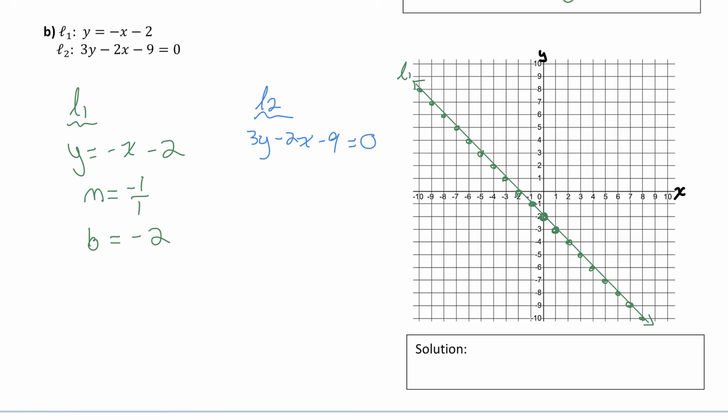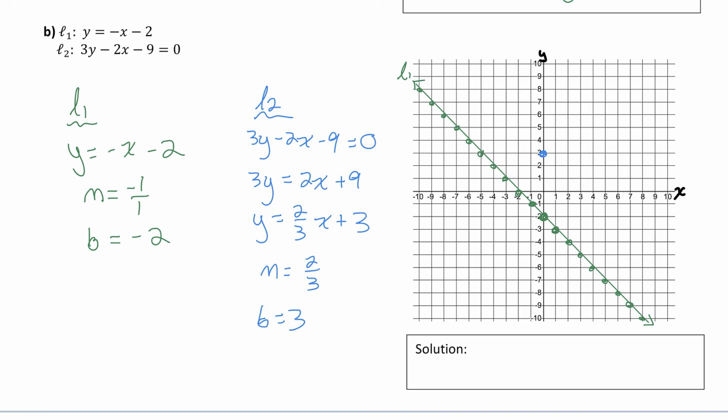I need to get that into slope y-intercept form, so I have to isolate the y. I'll start by moving the negative 2x and the negative 9 to the other side, making it a 2x plus 9. And then divide everything by 3 to get y by itself, which gives me 2/3 x, plus 9 over 3, which is 3. So my slope is 2/3, and my y-intercept is 3.